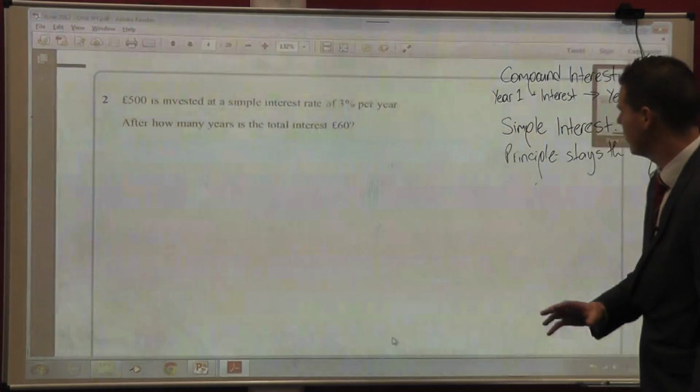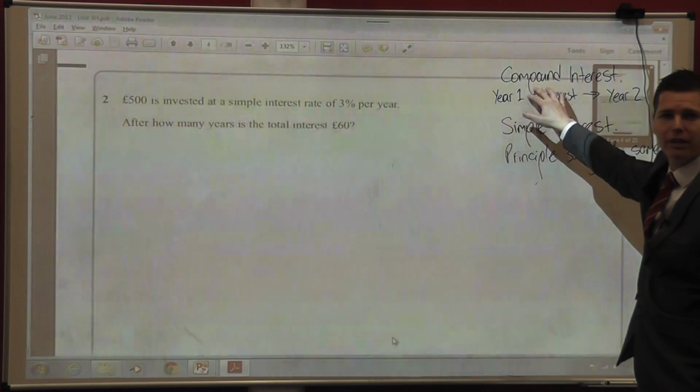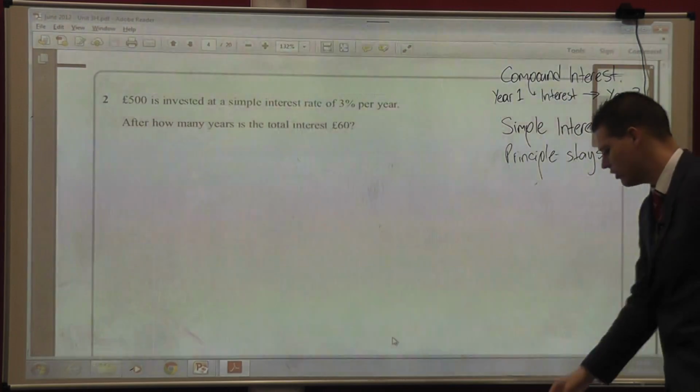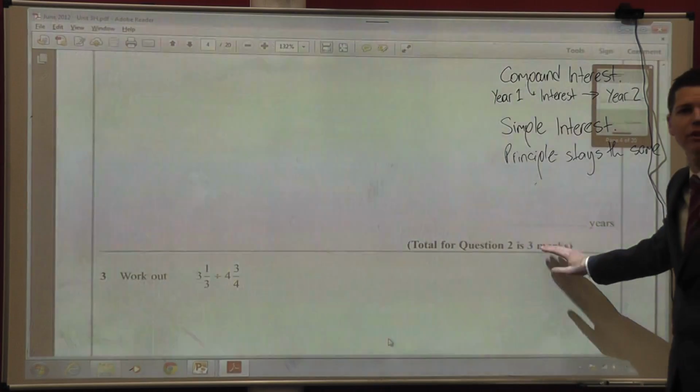So that's the simple interest versus the more complicated one we've done previously of compound interest, or appreciation and depreciation. Don't lose marks on that, but that one there is worth another 3 marks for that particular question.